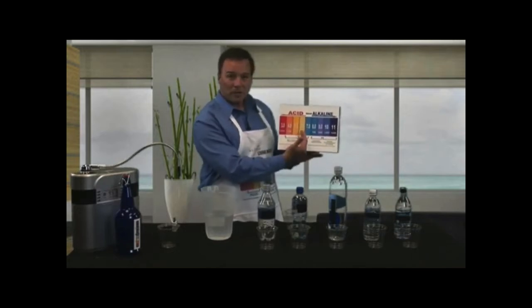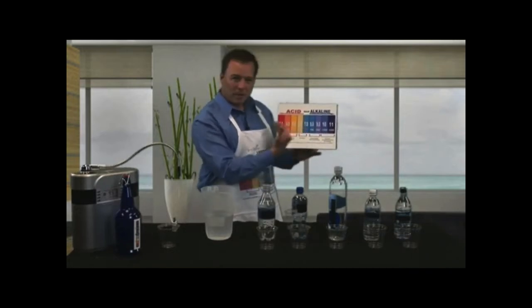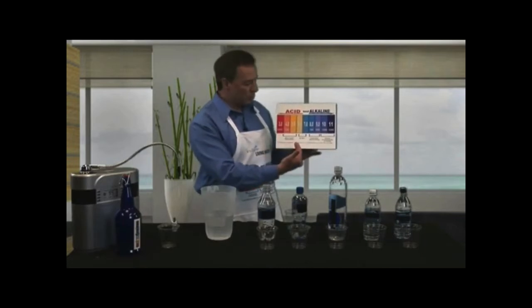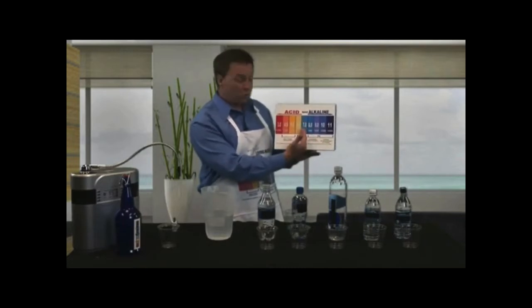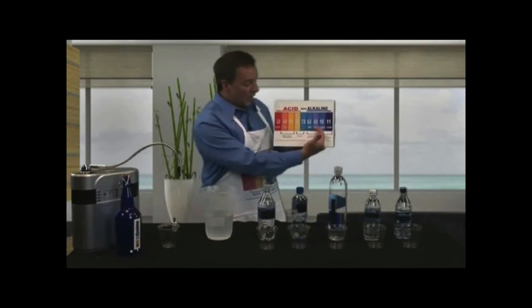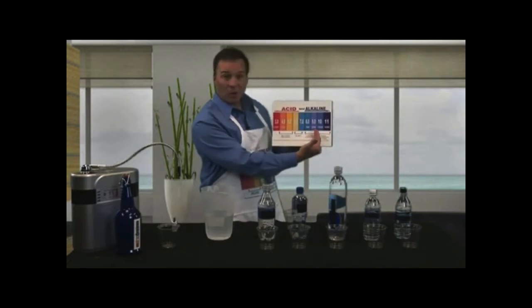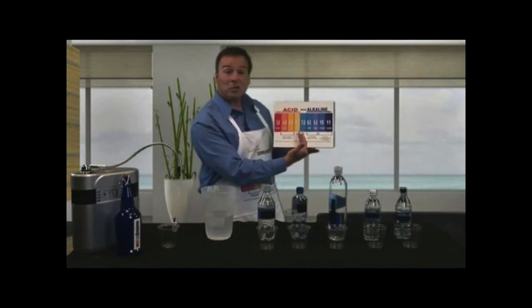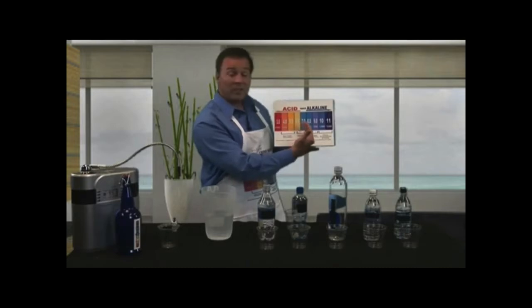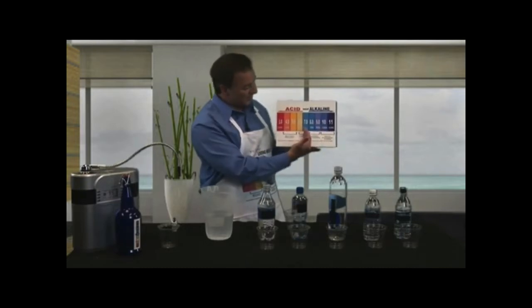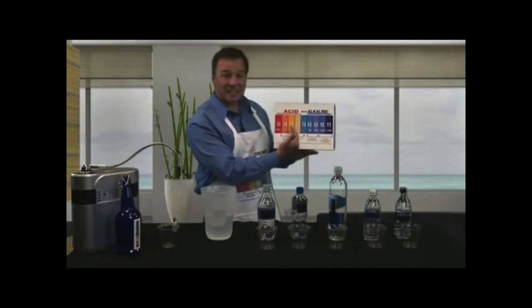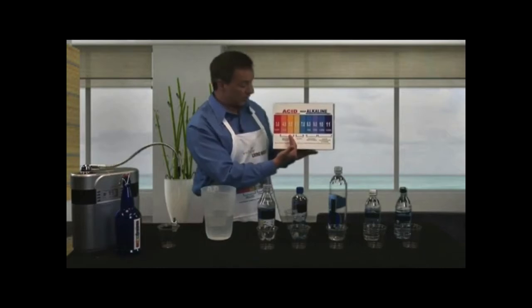7.0 is neutral. And that's about where our body's blood wants to be, at about 7.3, 7.4. Anything higher than that is recognized as alkaline. It means there's a greater degree of oxygen in the substance. Anything to the left of this is actually acidic. It means there's a greater degree of hydrogen in the substance.